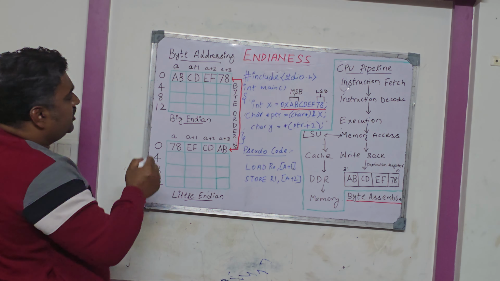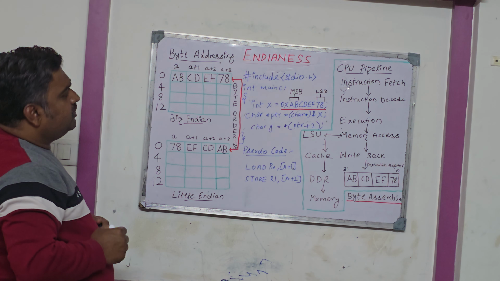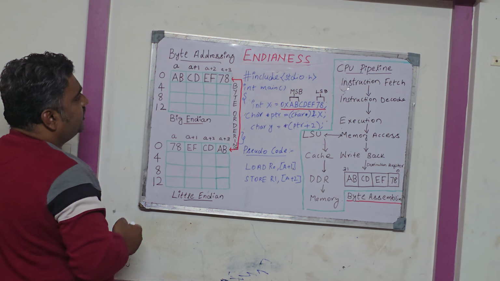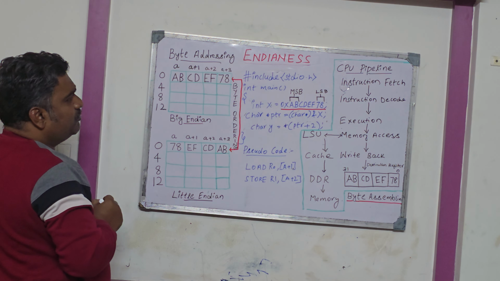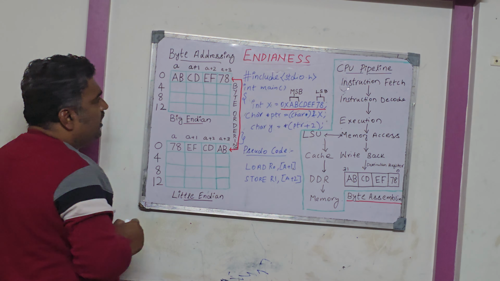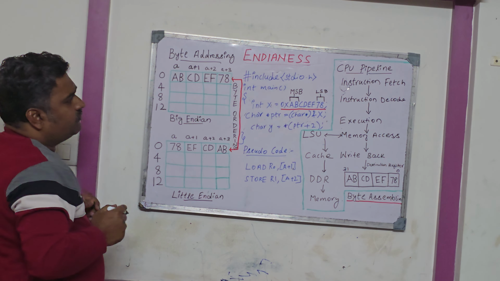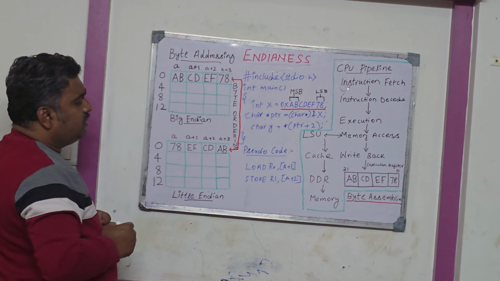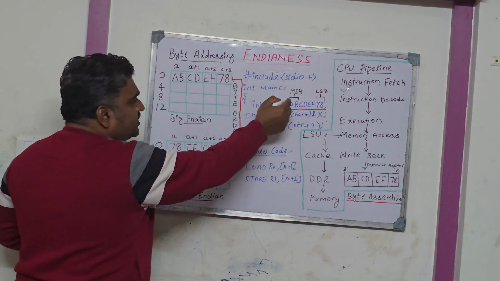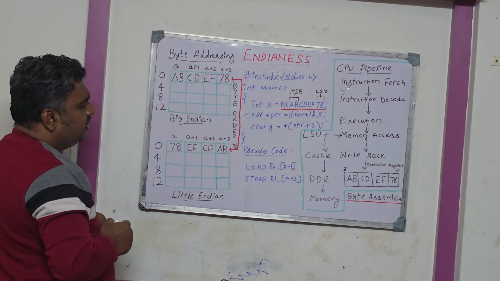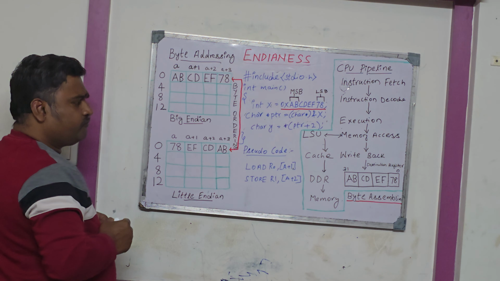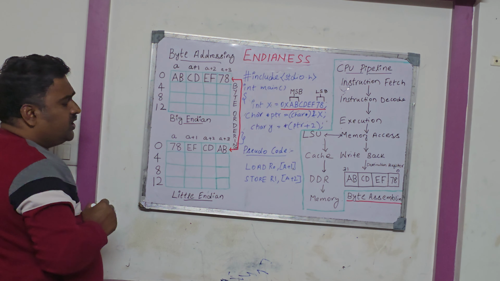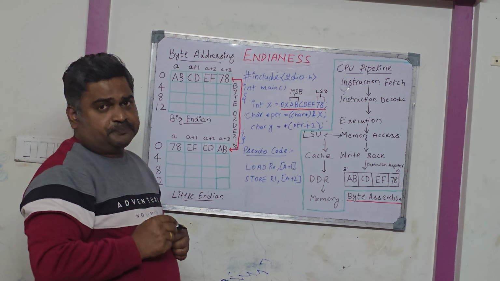For example, in the big endian byte ordering technique, the most significant byte is stored in the lower address of the memory location, and the least significant byte is stored in the higher address of the memory location. The same way, in the little endian byte ordering technique, the most significant byte is stored in the higher address of the memory location, and the least significant byte is stored in the lower address of the memory location.